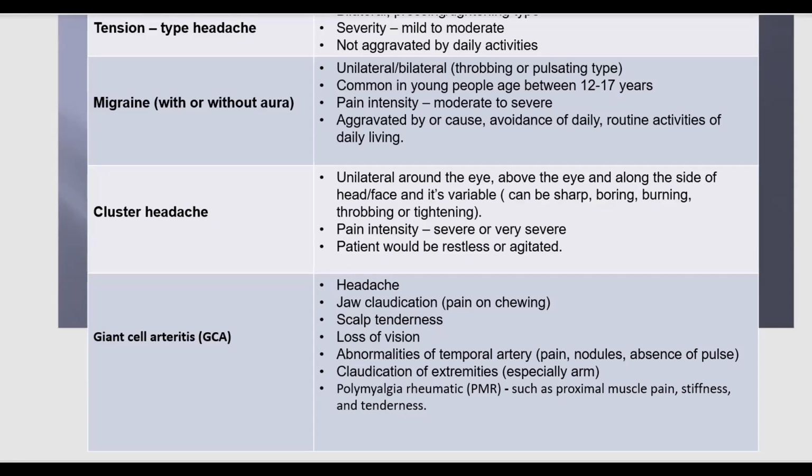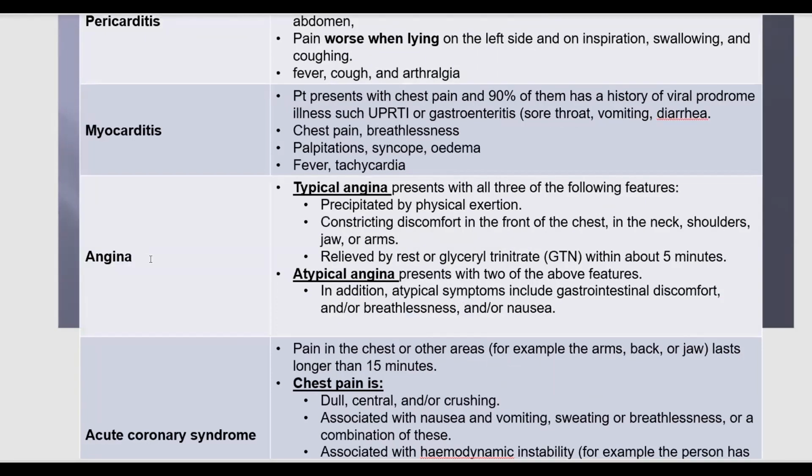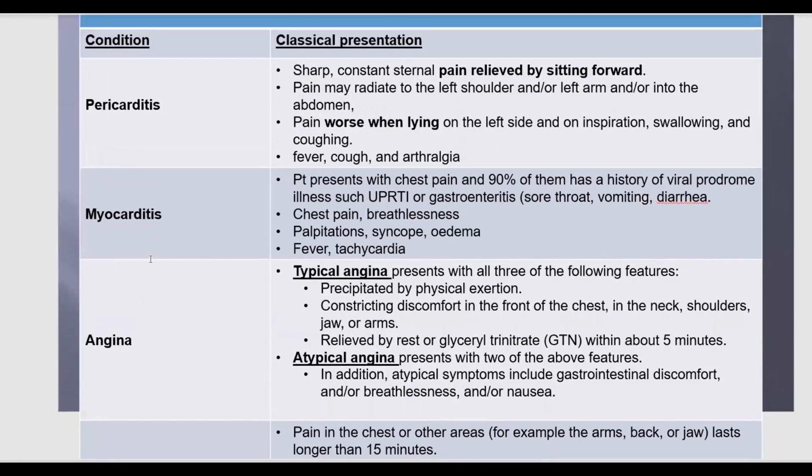So we will also see if we have time to practice. Okay, let's move to the next slide, which is about chest pain. This is also a very common presentation. So pericarditis, we have almost already discussed that. And myocarditis, similar to that, is treated symptomatically. If pulmonary edema develops, then you have to admit this patient. Otherwise, you can discharge. The next is angina.